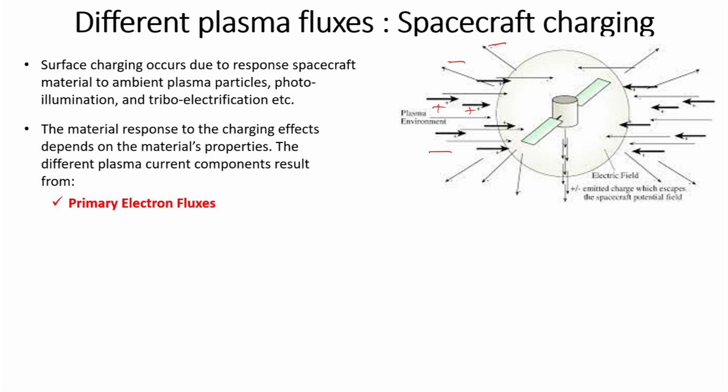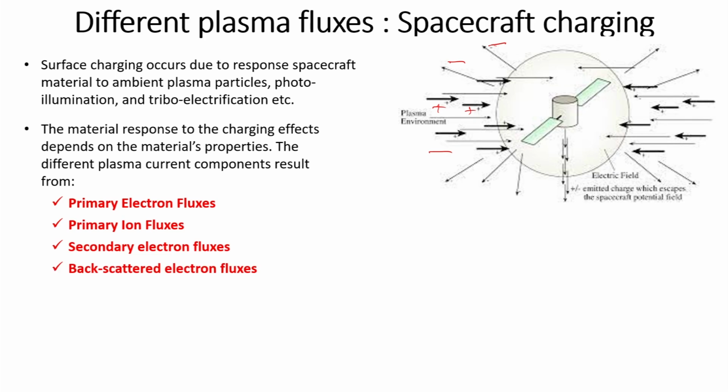As already said, the primary electron fluxes, which we are calling the repelled species, are repelled by the negative potential of the spacecraft. Then the primary ion fluxes, which are the species attracted by the spacecraft's negative potential. Then secondary electron fluxes; I will explain what the secondary one is. Then the other component is called the backscattered electron fluxes.